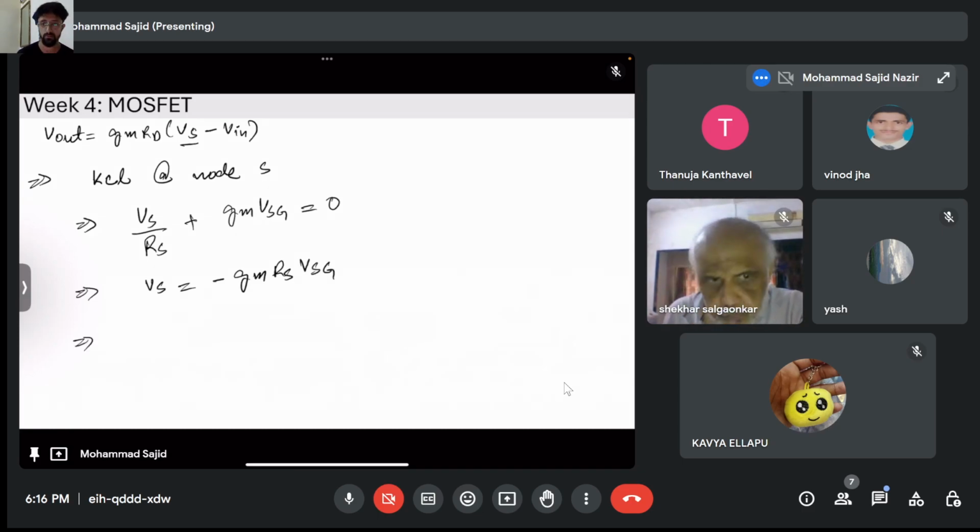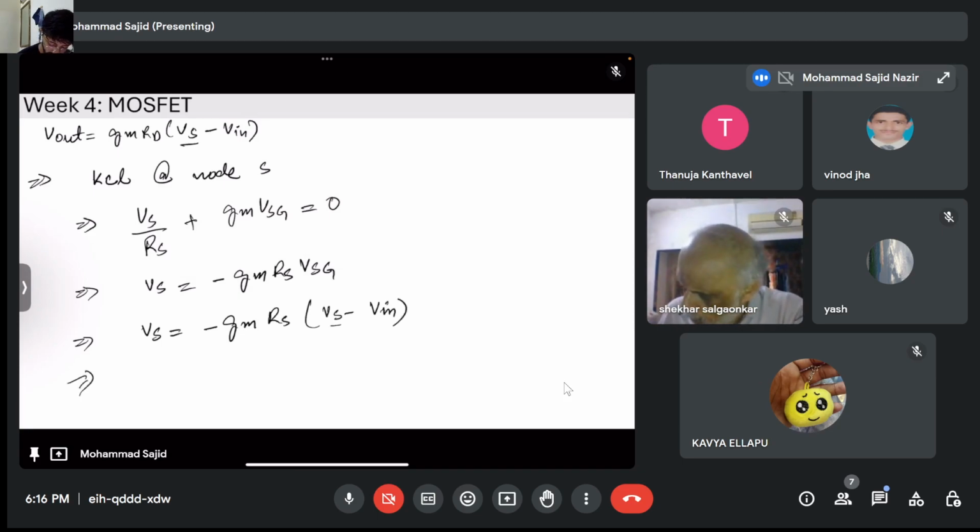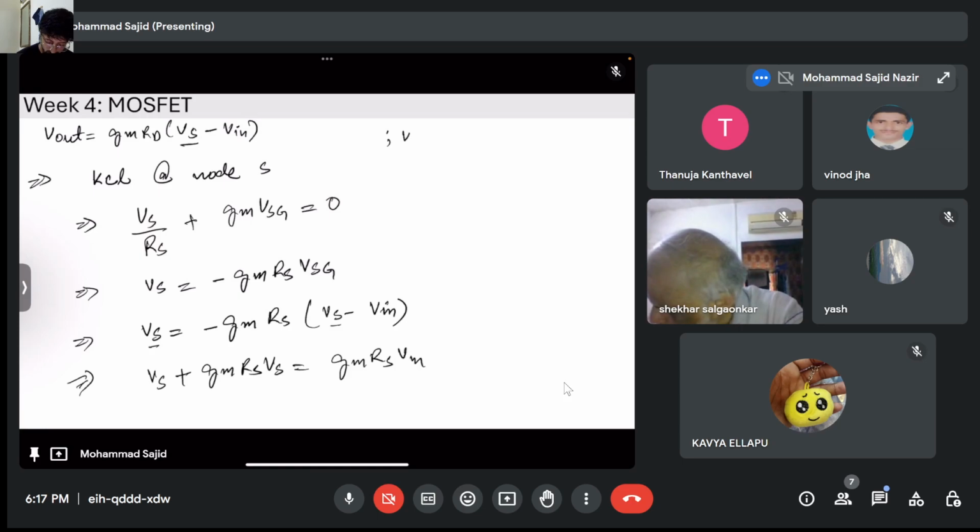Stop me here if you don't understand it, please. So my Vs will be minus Gm Rs, and this is simply Vs minus Vg, and Vg we know is Vin, so I can write Vin. Now we see here, this is Vs here, Vs here. When you take it towards the LHS, that will be Gm Rs Vs, and this will be equivalent to Gm Rs Vin, right? So taking Vs common here, that will be 1 plus Gm Rs, is equivalent to Gm Rs Vin.